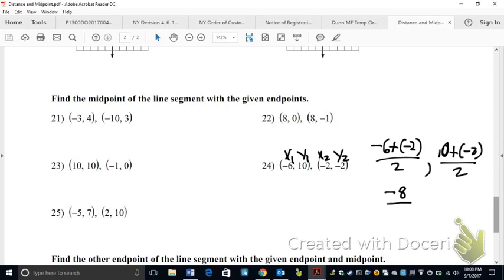So we get negative 6 minus 2, or negative 8 over 2. 10 plus a negative 2, or 10 minus 2, that's going to give us 8. So that gives us a midpoint of negative 4, 4.